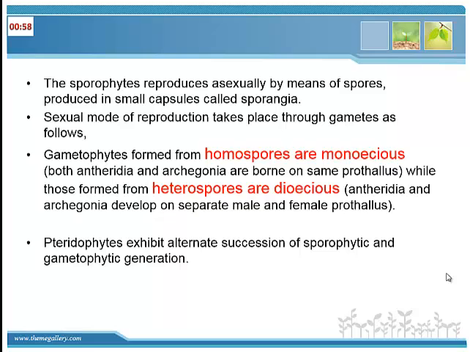Reproduction takes place through spores as a part of the asexual mode of reproduction, and the sexual mode of reproduction takes place through the gametes by male and female ones. And you can see the highlighted text here: homospores are monoecious, heterospores are dioecious. So mono refers to the same, and di refers to two. That means if both of them are found on the same prothallus, these are called monoecious, and dioecious refers to when they are produced on different prothalli.